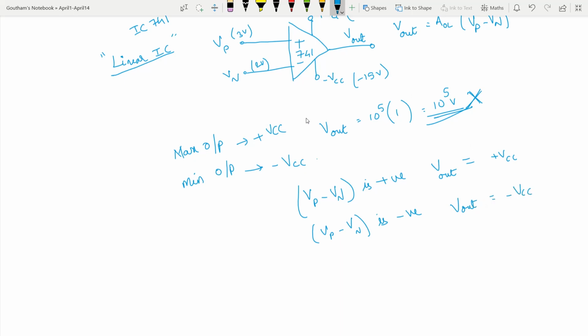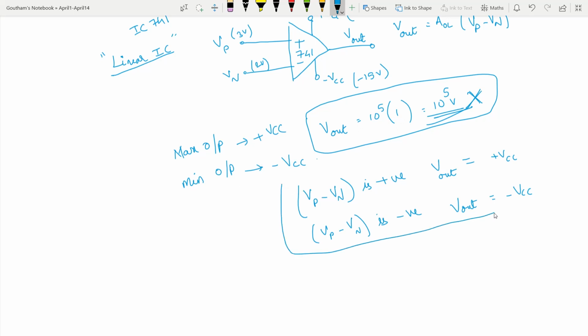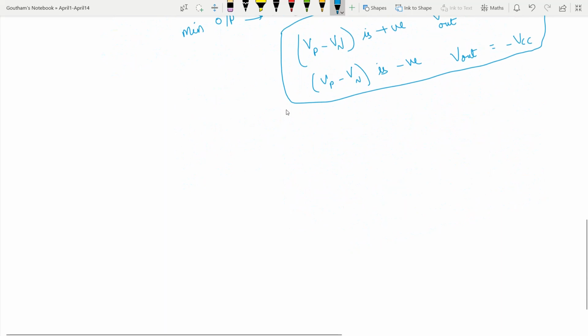Of course, an output of 10^5 volts cannot happen, because your IC itself is powered with 15 volts and your output cannot be greater than VCC. So that should make sense. That is what happens in your IC741 when you are using it in open loop. Here is the catch if you are using it in open loop. Let us plot things here.